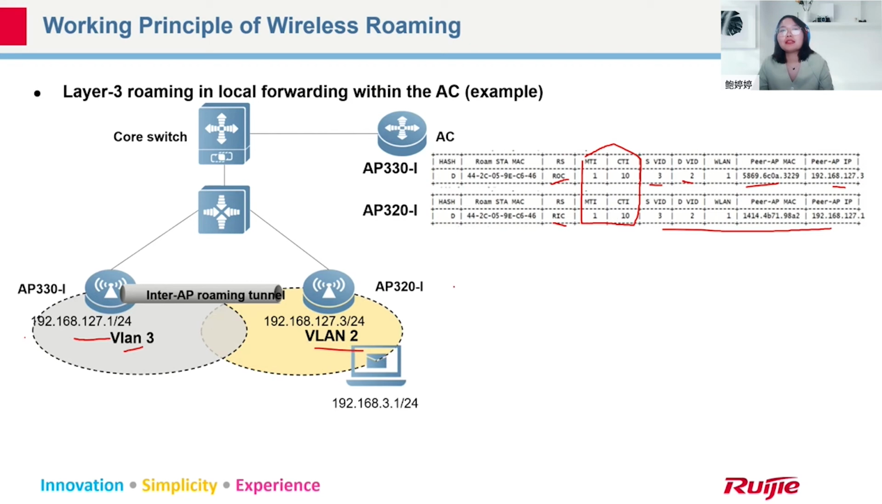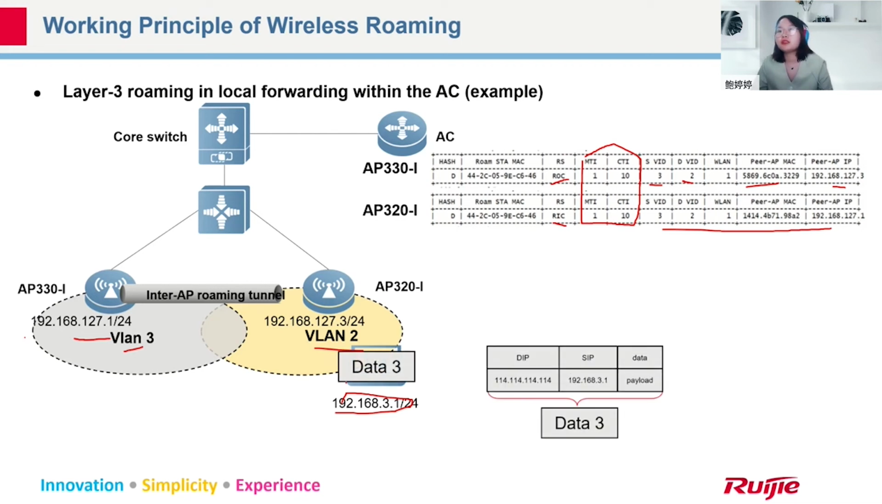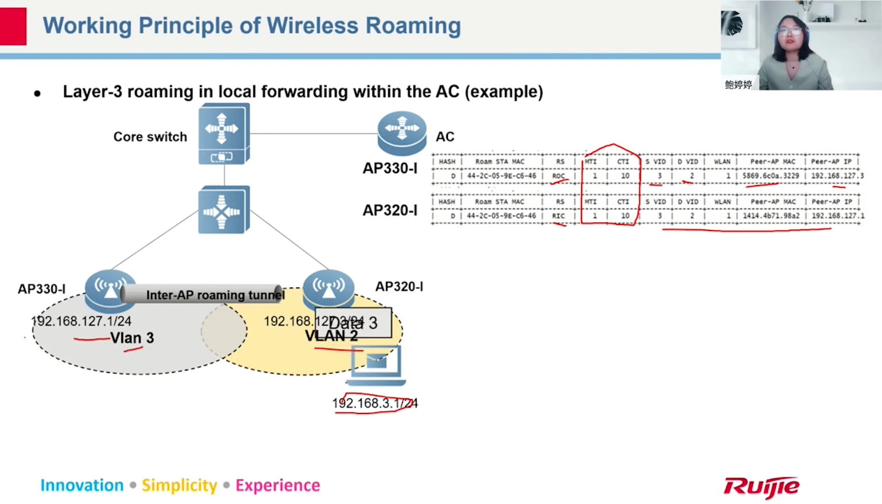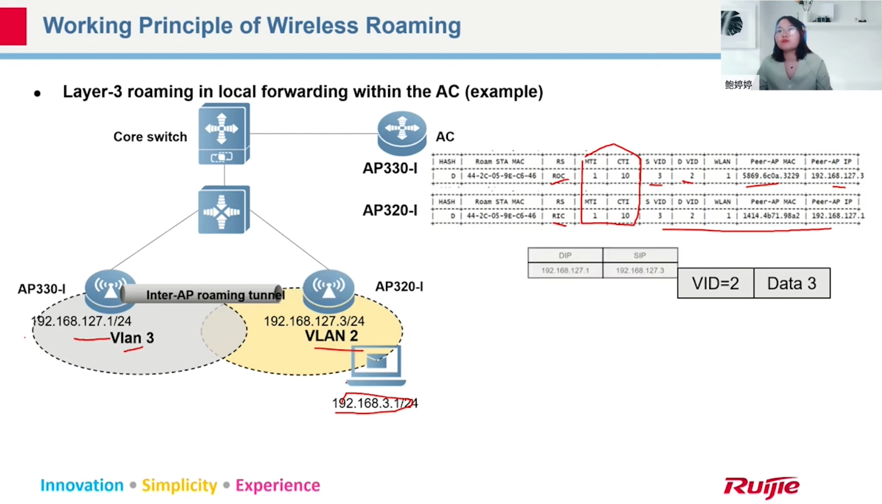And then when we connect with the AP320, we still will use the original IP address. Then let's see the process, how to encapsulate the message according to the roaming table and forward successfully. This message also will send out, the destination is 114, right? Source IP address is the laptop IP address. Then the message will be sent to the AP320. And we will add a VLAN. This VLAN is VLAN 2.